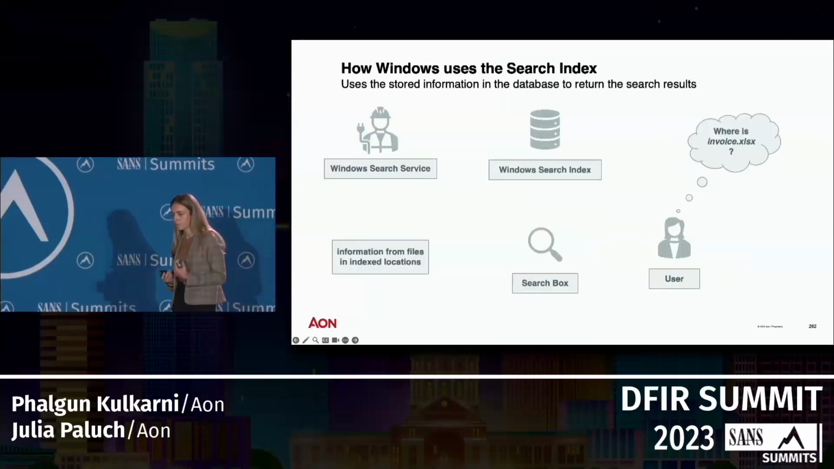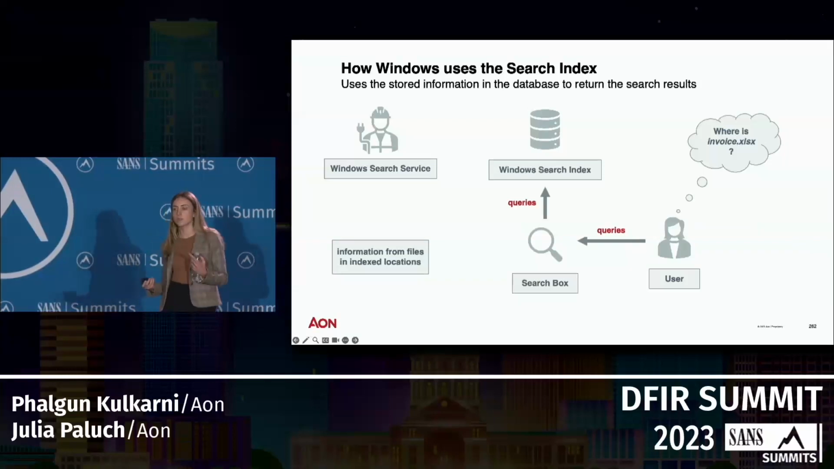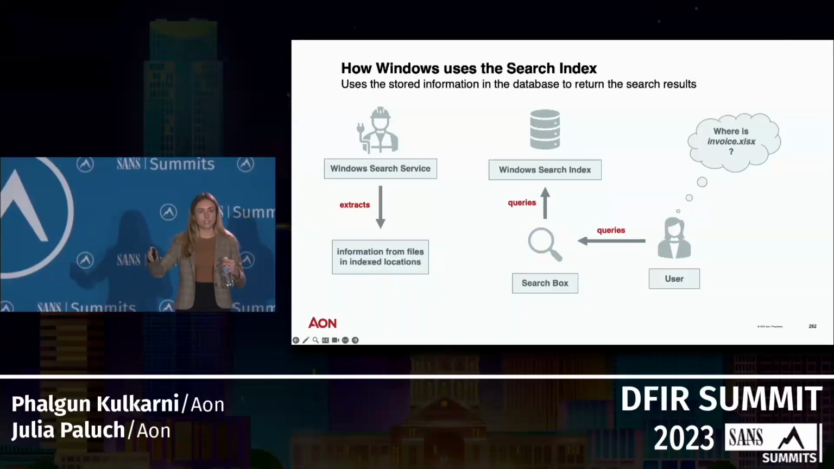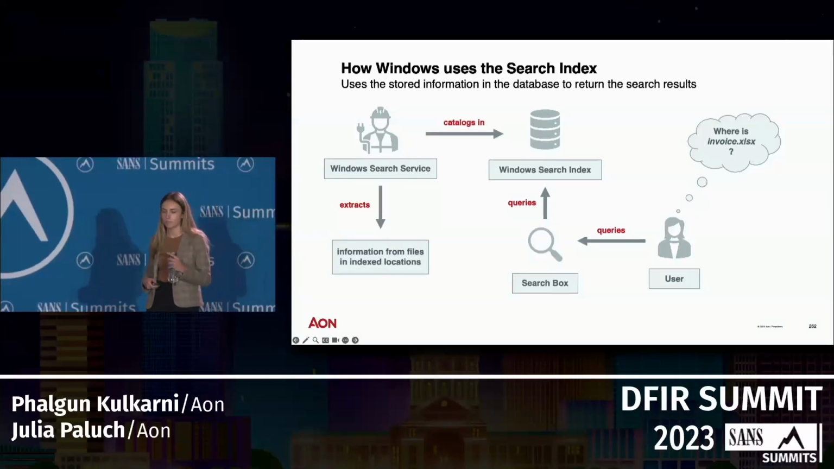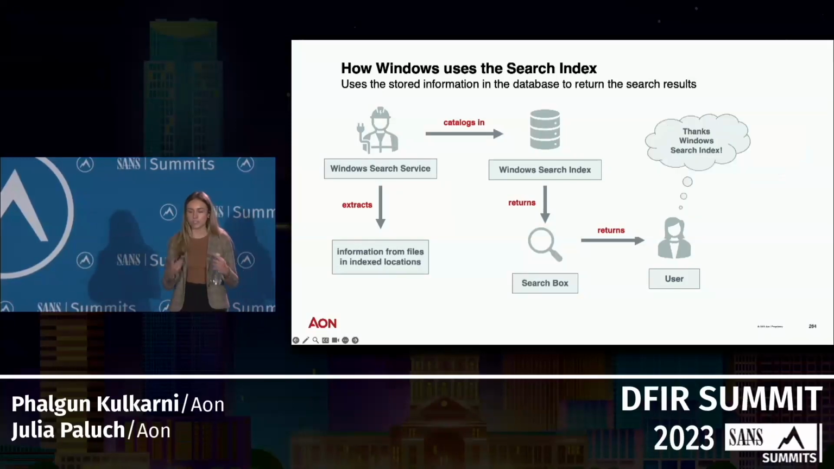So how does it work? Well, let's say you're the average user and you're looking for an invoice that you created a week ago, but you can't find it. So you query the search box, which queries the Windows Search Index. And before all this happened, the Windows Search Service is periodically extracting information from files and index locations, and it's cataloging this information in the Windows Search Index database. So the Windows Search Index database comes back and it says, Your invoice is in your documents folder. And as the user, you're eternally grateful for how helpful the Windows Search Index is.